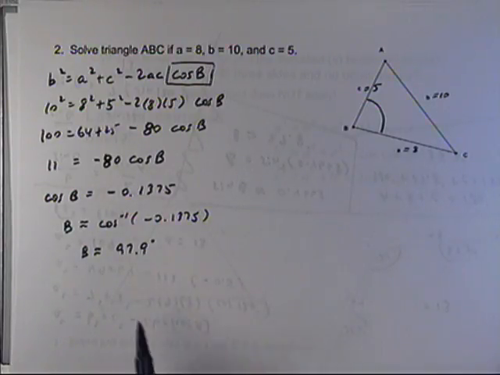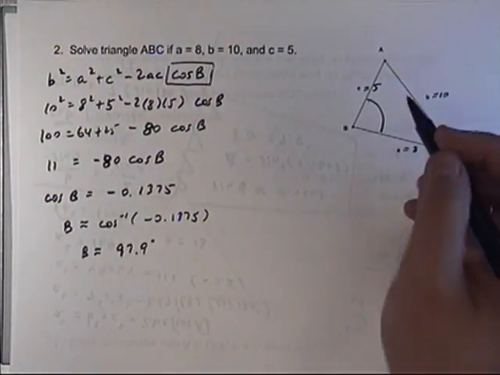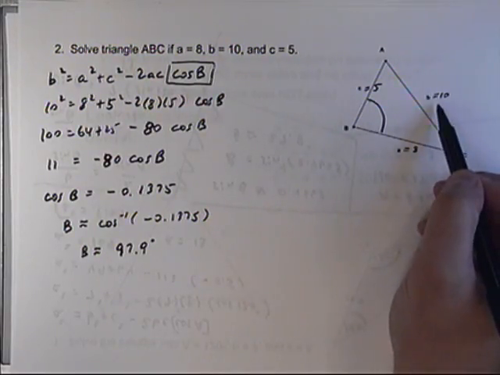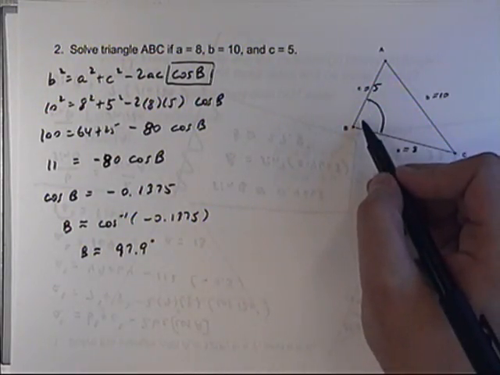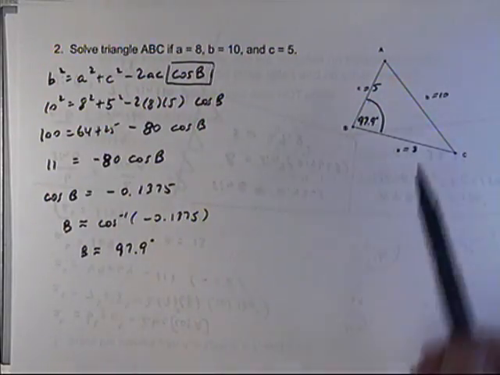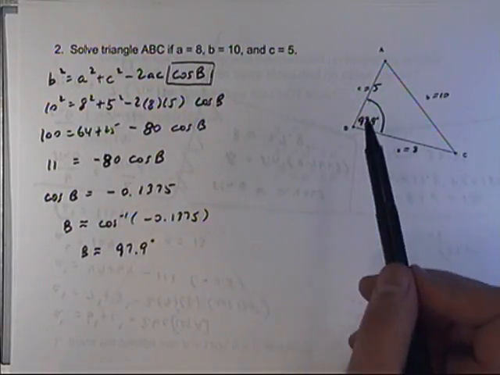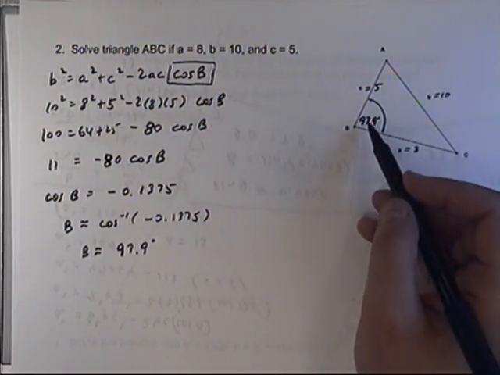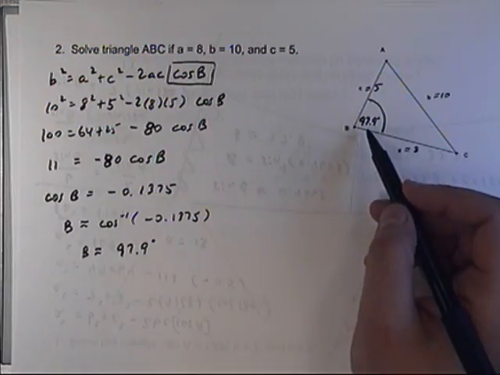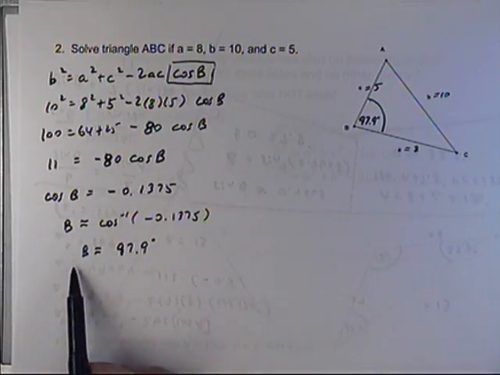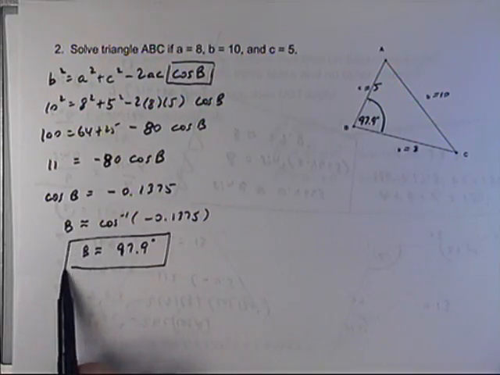Now, is that correct? Well, notice that this is the longest side over here. This is side B. So this would have to be the biggest angle, 97.9 degrees. We've talked about this before, how the longest side has to be opposite the biggest angle, and the shortest side would have to be opposite the shortest angle. So this would have to be our obtuse angle here if we had one. So I'm going to assume that that is the correct answer for corner B.